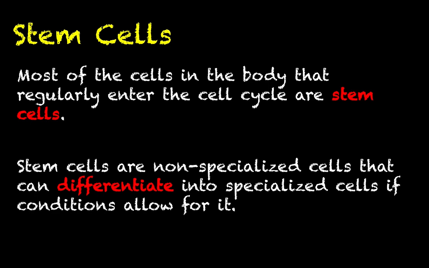So stem cells are just non-specialized cells that can differentiate into specialized cells if conditions allow for it. In the coming few videos, when we talk about muscle cells and nervous system cells and epithelial cells, we're going to see that all the different cells in the body look very different compared to one another, and as such, they have very, very different functions. So those specific types of cells are the result of differentiation.